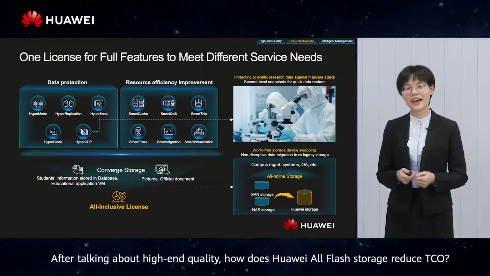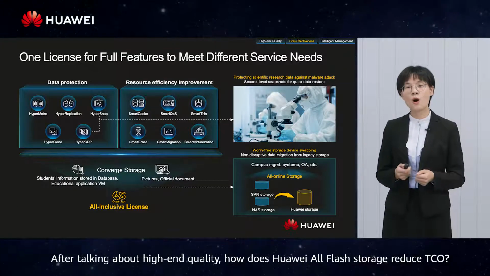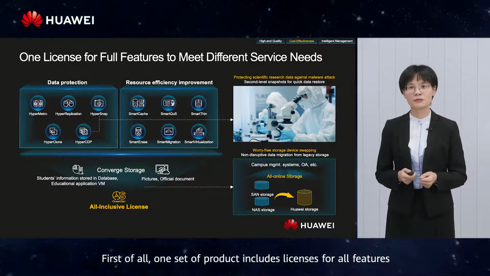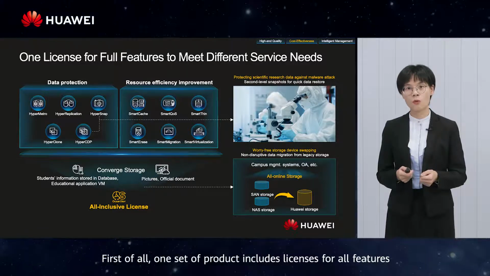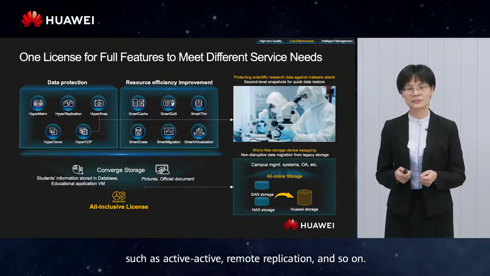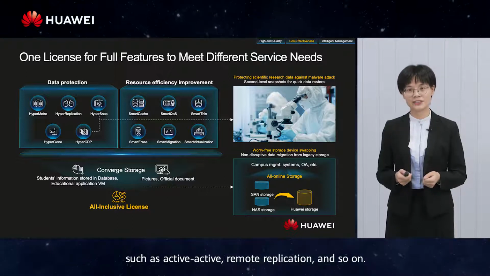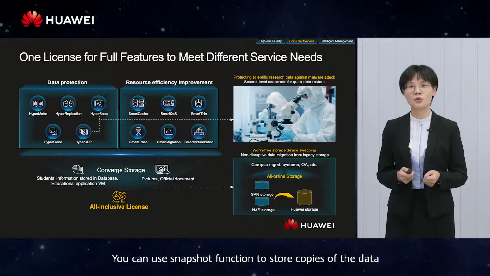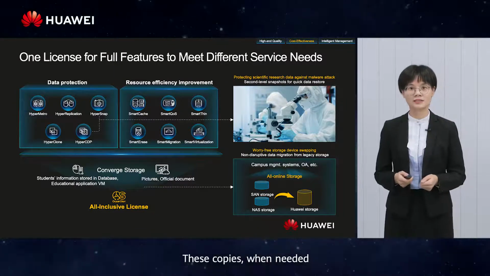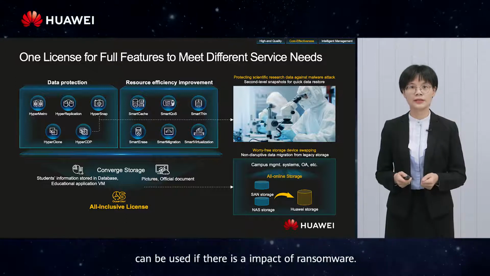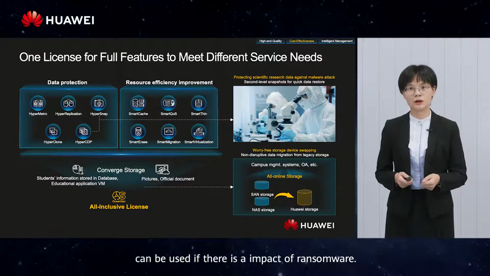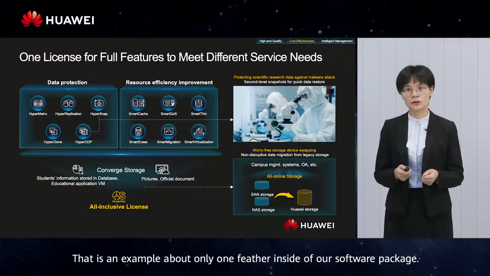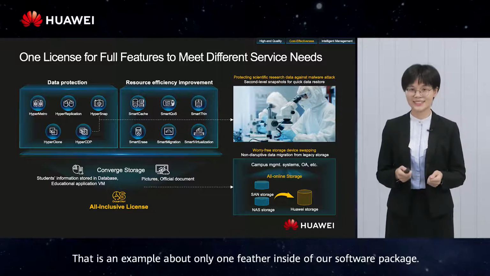After talking about high-end quality, how does Huawei all-flash storage reduce TCO? First of all, one set of products includes licenses for all features, such as active-to-active, remote replication, and so on. For example, you can use the snapshot function to store copies of the data. These copies, when needed, can be used if there is an impact from ransomware. That is an example of only one feature inside our software package.